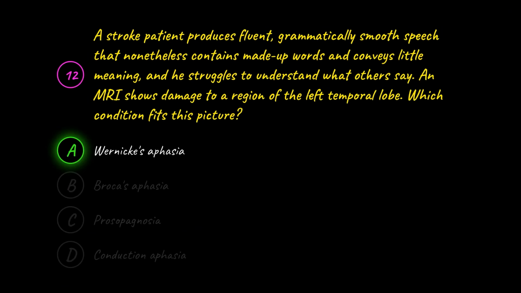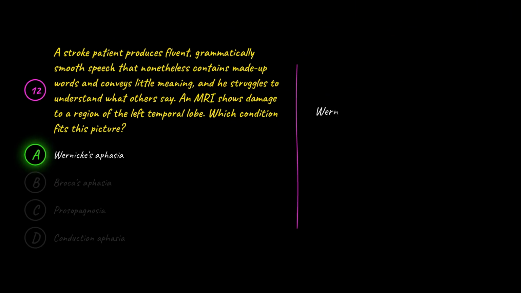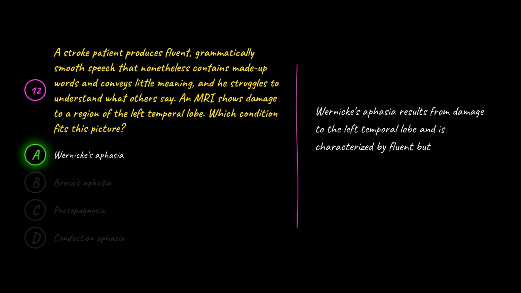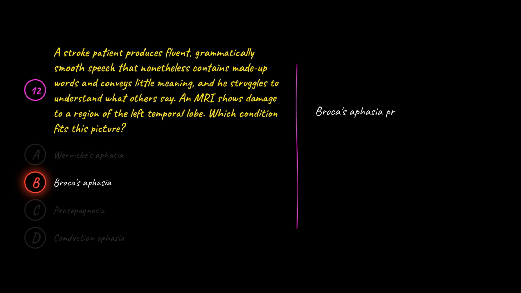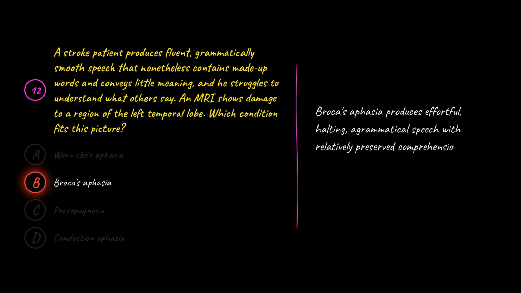The correct answer is A. Wernicke's aphasia. A is correct because Wernicke's aphasia results from damage to the left temporal lobe and is characterized by fluent but semantically empty speech and impaired comprehension, exactly the patient's presentation. B is wrong because Broca's aphasia produces effortful, halting, grammatical speech with relatively preserved comprehension and is associated with frontal lobe damage rather than temporal lobe damage.